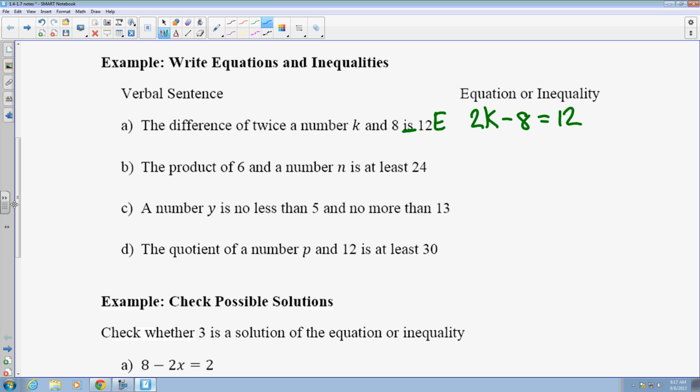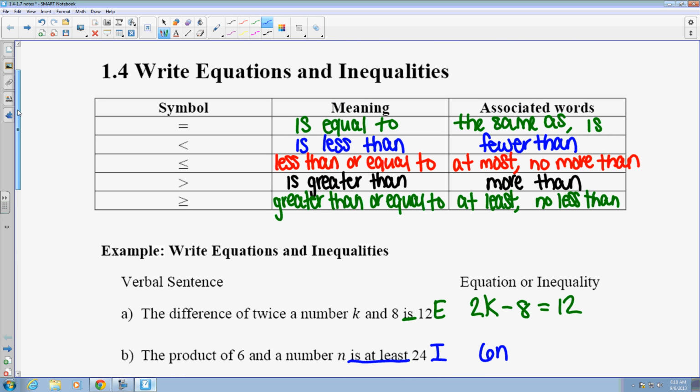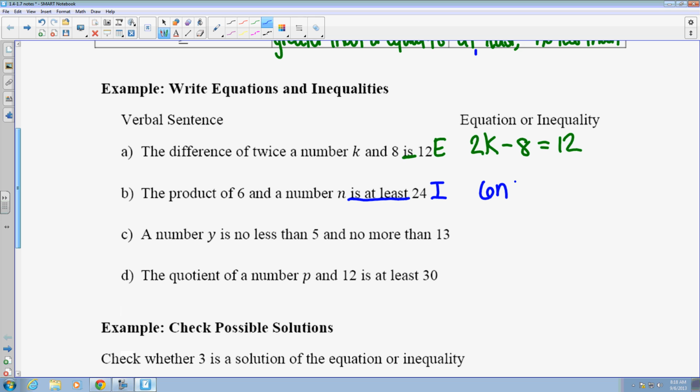Part B. The product of 6 and a number n is at least 24. Is at least is going to be our keyword here. So we know it's an inequality since it doesn't just say is. And then we're going to have to write it out. The product, that means we're going to use multiplication of 6 and a number n, is at least 24. Now when we think at least, which one are we going to use? At least, greater than or equal to, and 24.